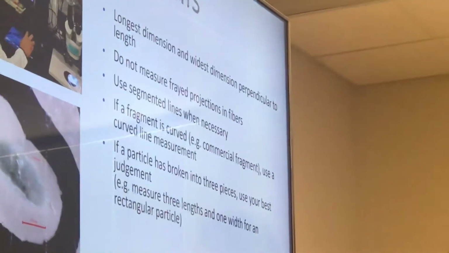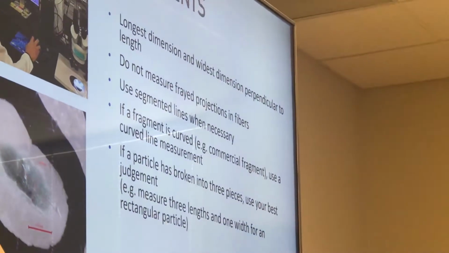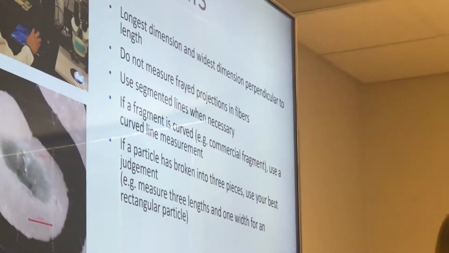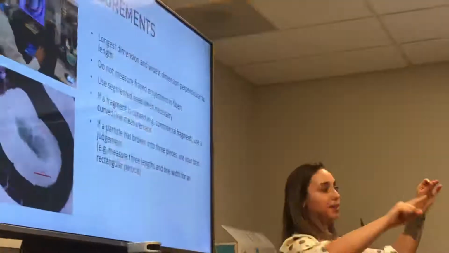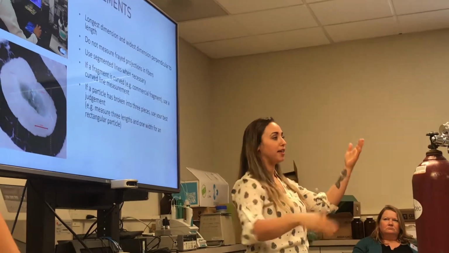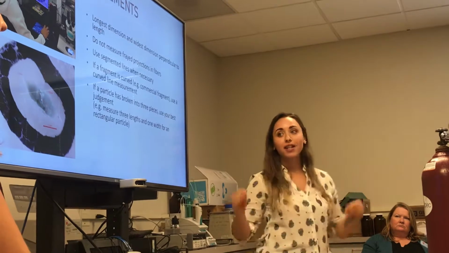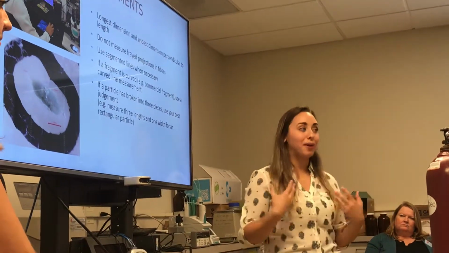So you may need to use a curved line tool sometimes, and you may also need to use a segmented line tool for measuring fibers. So if a fiber occurs in a zigzag pattern, I would follow the main body of the fiber with the segmented line tool, and then just pick the widest dimension that's perpendicular to one of those for the width. Some tricky situations are when particles break.